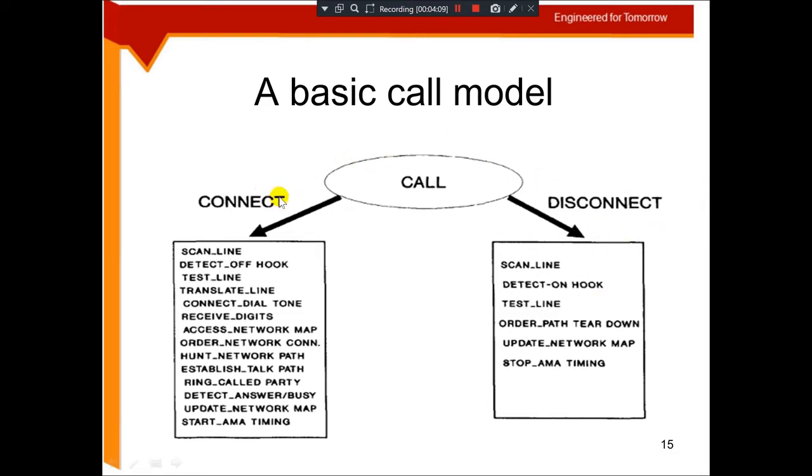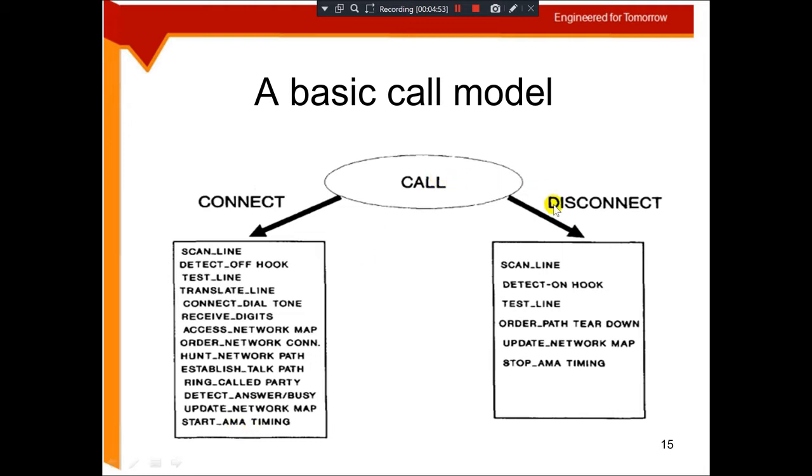Fine. So in the initial part of call connection, the line has to be scanned, it has to detect the off hook, then it has to test the line, then it has to translate it, connect the dial tone. So when you call a person, we will receive a dial tone. Then after receiving the digits, it has to access the network map. Then it has to order the network connection. Then it has to hunt the network path. It has to establish a talking path, ringing the called party. So if person 1 is calling person 2, person 2 should get a ringing tone. Again, it has to be detected whether it is answered or busy. Then it has to be updated to the network map. Then start the timer for when the establishment started.